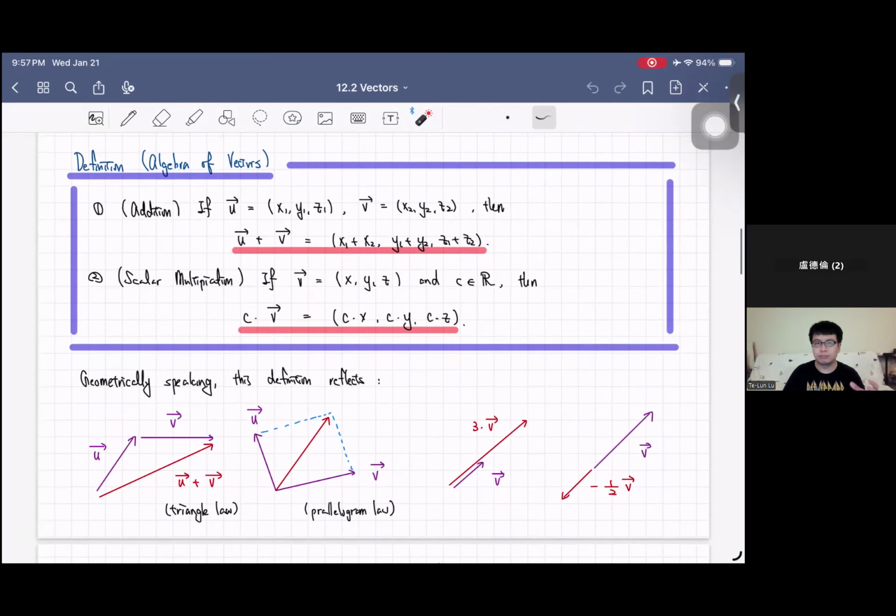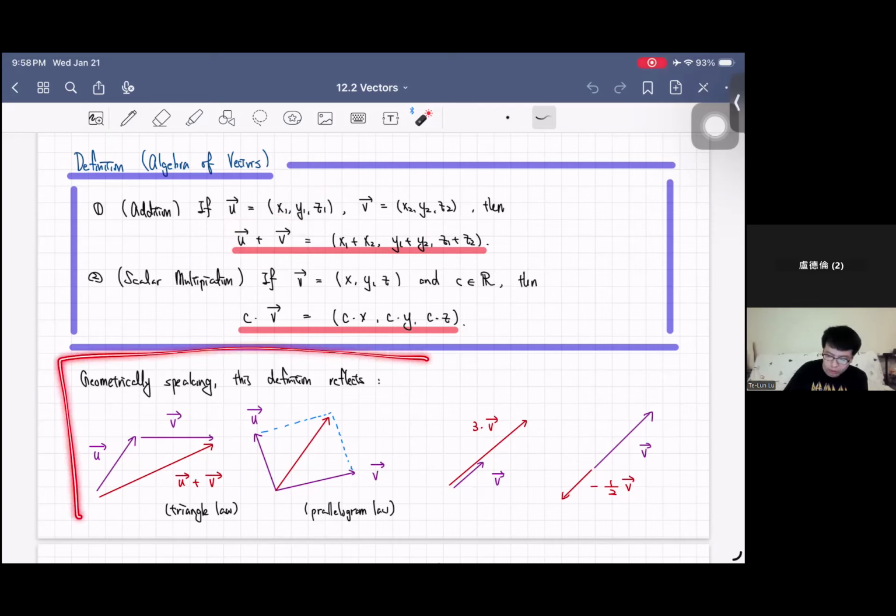Now, basically, given those definitions, we can define some algebra on the vectors. And there are two specific algebra operations that we can define on vectors. One is called vector addition, and one is called scalar multiplication. So for addition, we're adding up two vectors. So given a vector u, given by this coordinate system, and given a vector v, given by x2, y2, z2, then their addition is simply adding them up entry-wise. So you add up x1 plus x2, you add up y1 and y2, you add up z1 and z2, okay? And then you form a new vector, which is called u plus v.